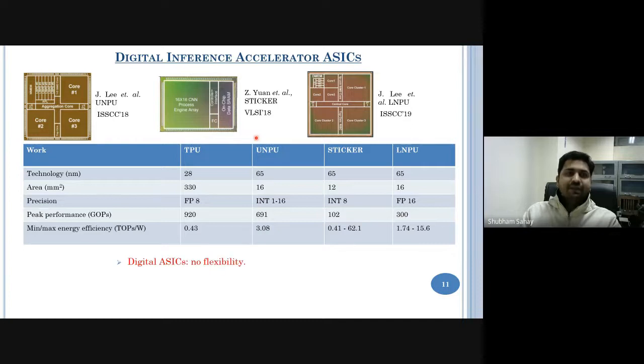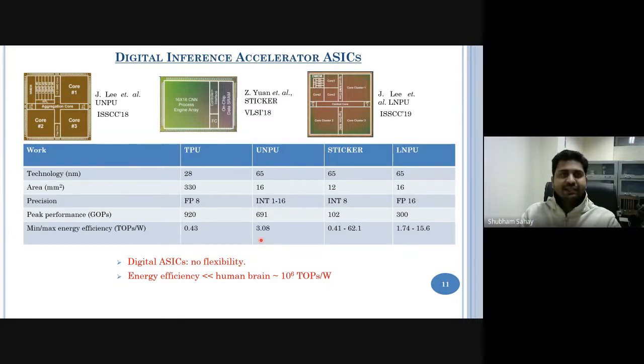So the problem with these digital ASICs is that they are not flexible. And even their energy efficiency, although it's huge compared to TPU, it's still very low as compared to our human brain, which shows you an energy efficiency close to 10 power 6 teraops per watt. You can imagine 6 orders of magnitude difference. So what can be done to realize a generalized purpose neuromorphic processor which can accelerate all the neural networks while consuming a small amount of energy?